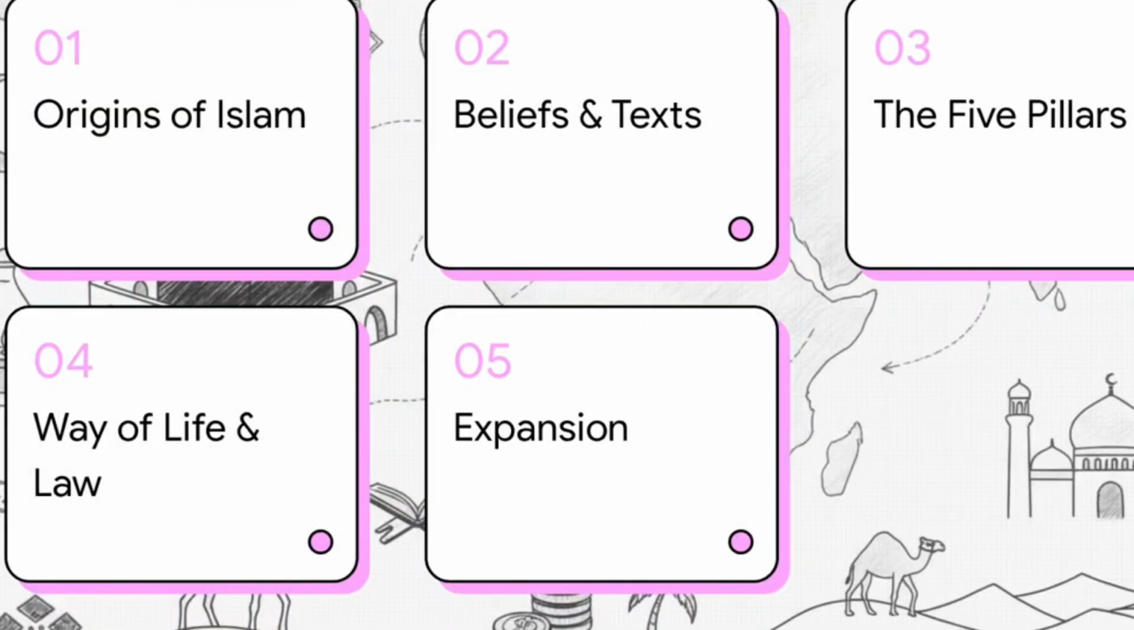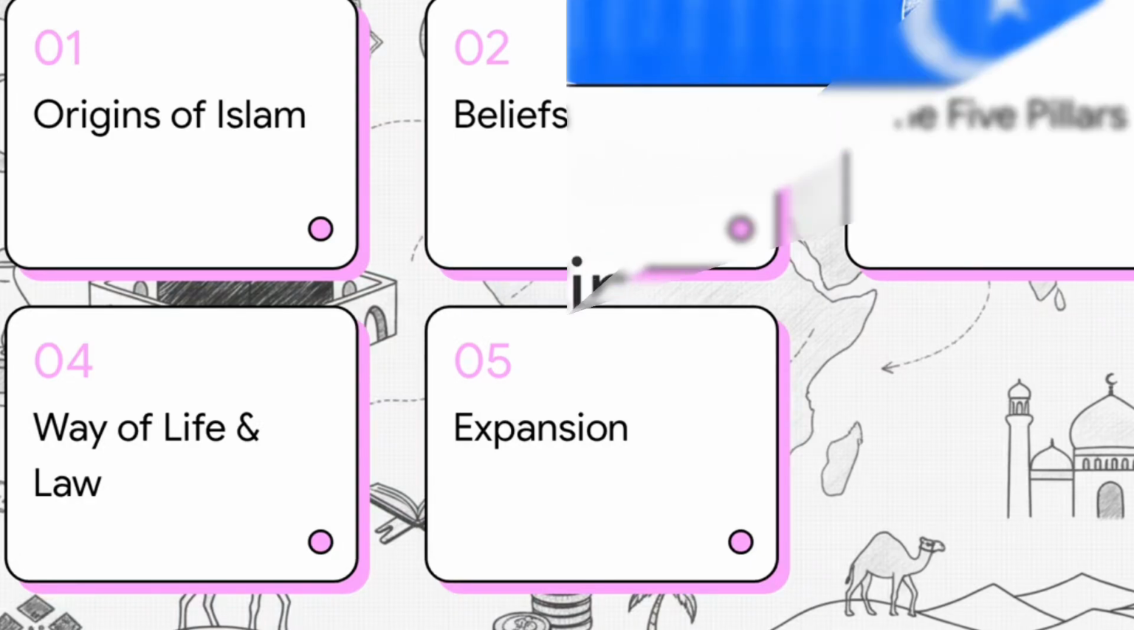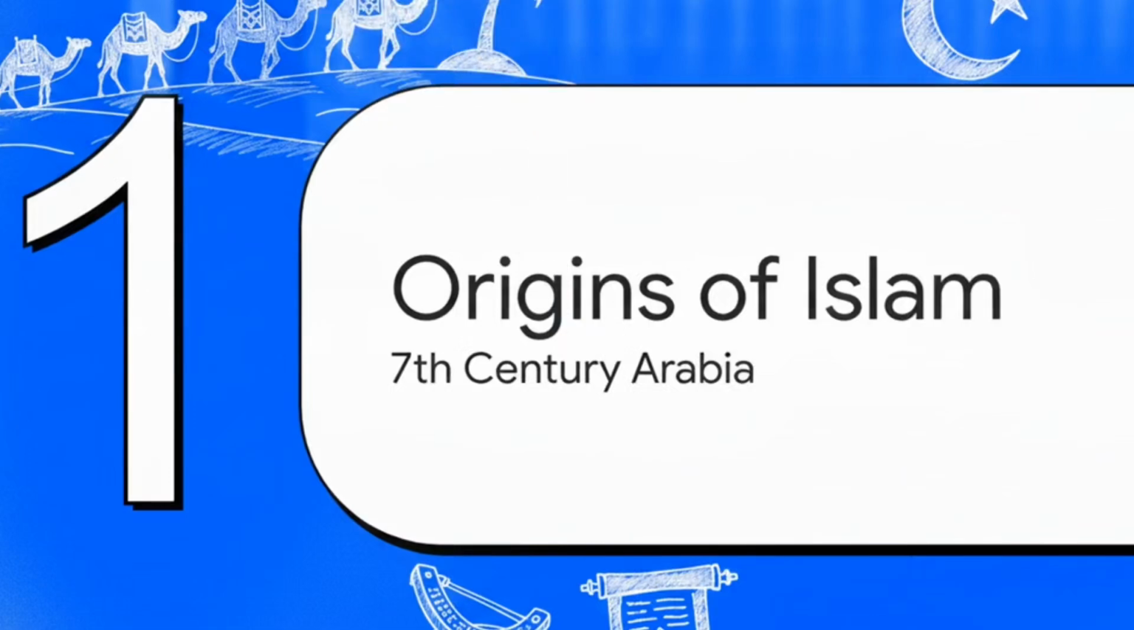To help us navigate this massive history, here's our roadmap. We'll start with the origins of Islam, move into the core beliefs and texts, look at the 5 pillars, explore the Islamic way of life and law, and finally, wrap up with its expansion into the subcontinent. Section 1. The origins of Islam.